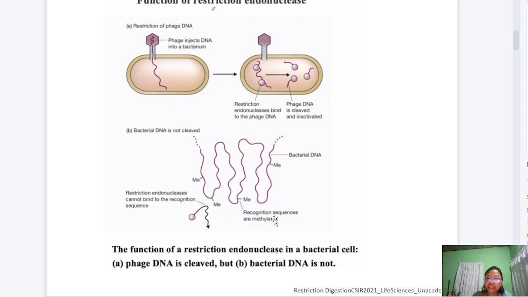So how do you protect yourself? You protect yourself by being methylated. And once you are methylated, I am going to identify that you are mine because you are methylated, and any DNA that is not methylated is the one that I have to target and destroy and chop into smaller pieces. Is it clear? So I think it is very clear how the restriction enzyme differentiates between the extracellular DNA and the bacterial genome. One is methylated, the other is not methylated.